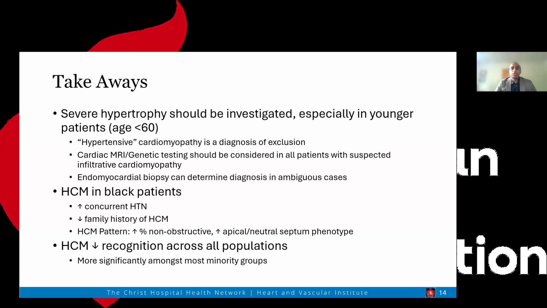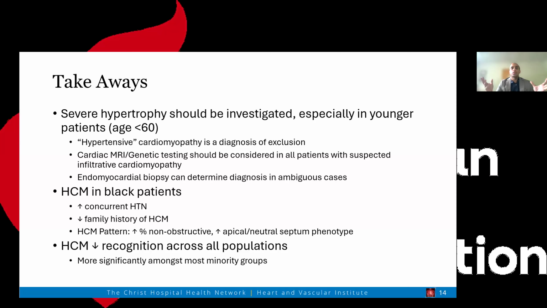And specifically, genetic testing is not always positive with hypertrophic cardiomyopathy, but it is positive in a bit over half of cases. So if it is positive, it helps you make a diagnosis in that direction, versus if it is positive for something else, Fabry's, amyloid, it can point you in that direction as well. Hypertrophic cardiomyopathy, specifically in Black patients, can be hard to diagnose. This is a population that has higher degrees of hypertension, lesser family histories of HCM, and the pattern observed in Black patients is more likely to be non-obstructive.